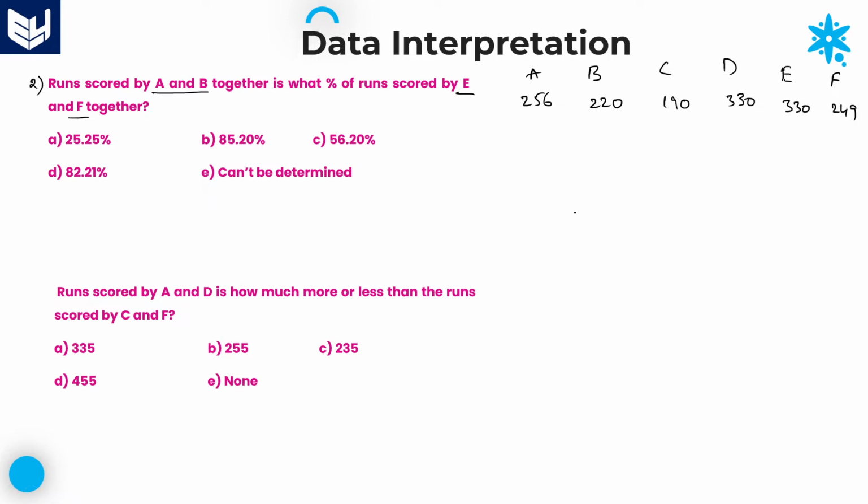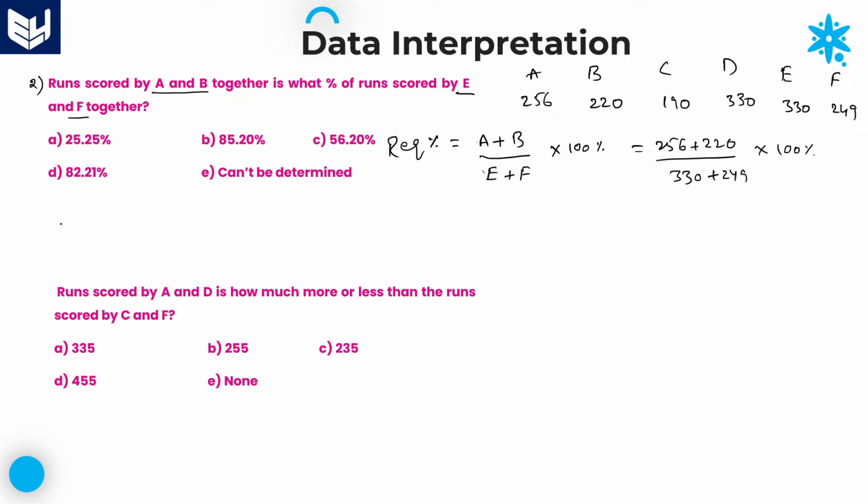Now in this question, we need to calculate the percentage of the number of runs scored by A and B together. That means this particular value A plus B is what percentage of the total runs scored by E and F together, E plus F. The required percentage that we need to calculate is A plus B divided by E plus F into 100 percentage. Now take the values of A and B and E and F and substitute in this percentage. What you will get? A plus B, 256 plus 220, divided by E value 330, F 249, into 100 percentage.